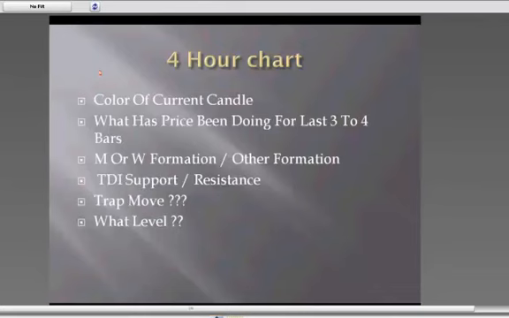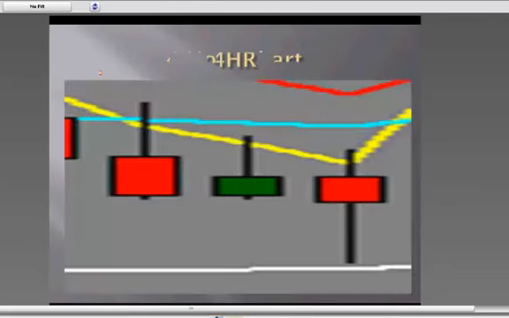Is TDI showing support or resistance on there? Is there an M and W formation or some type of other formation giving you a clue that that's the brakes? Is there a trap move? Can you see it? What level are you on? You ask yourself these questions. If you've been just looking at screens all your life and not asking yourself internal questions, you're doing it wrong. You need to be asking yourself these things.